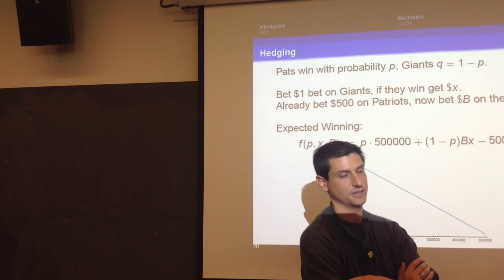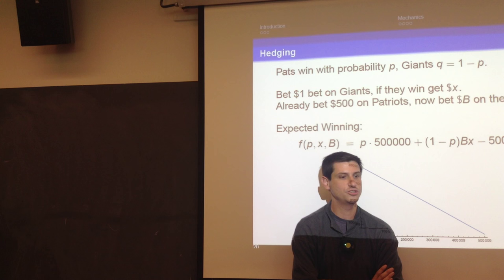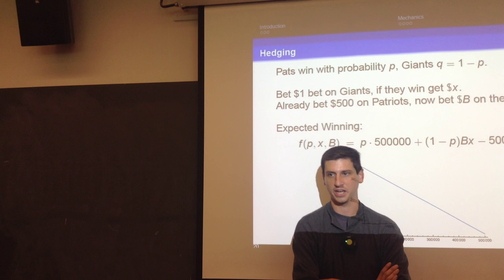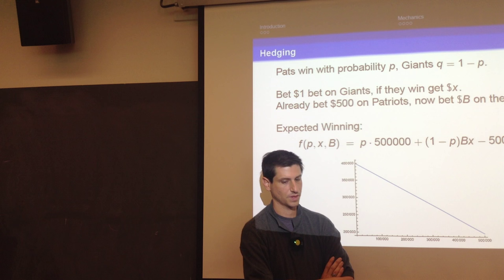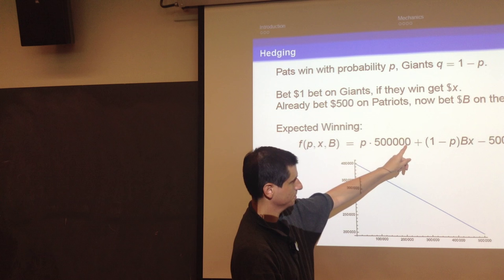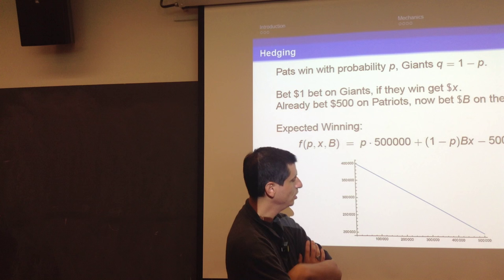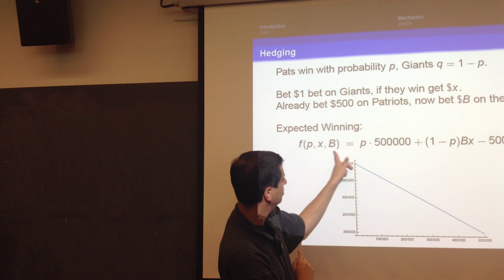So let's do a very simplified model. We'll assume the Pats win with probability P, the Giants win with probability 1 minus P. So you bet $1 on the Giants, and if they win, you get X. Of course, the real question is, what do we think X is? Is it 3-to-1 odds, 5-to-1 odds, 2-to-1 odds? I don't know. So that's going to be some kind of variable. Now imagine you bet B dollars on the Giants. We can calculate the expected winnings. You can probably figure out by looking at the plot what value of X I have. I don't really care. Does this formula look reasonable for the expected winnings?